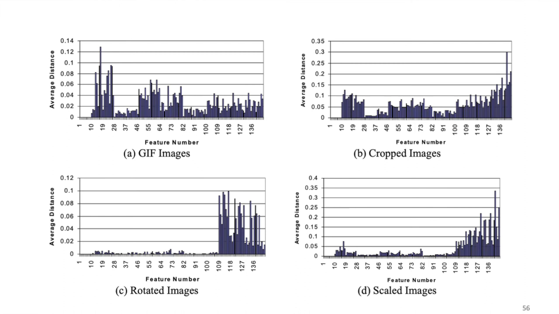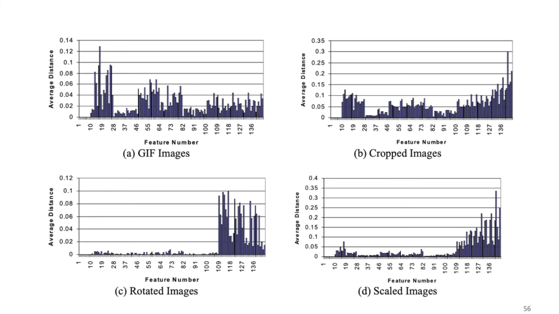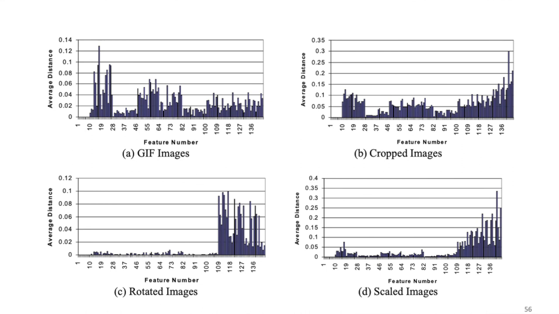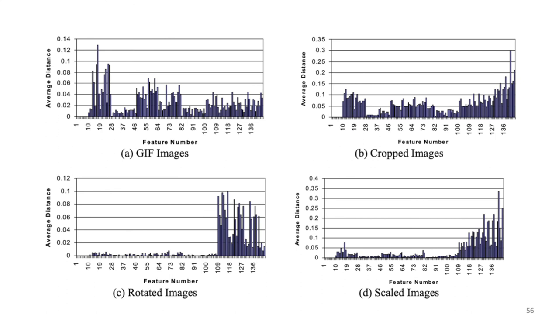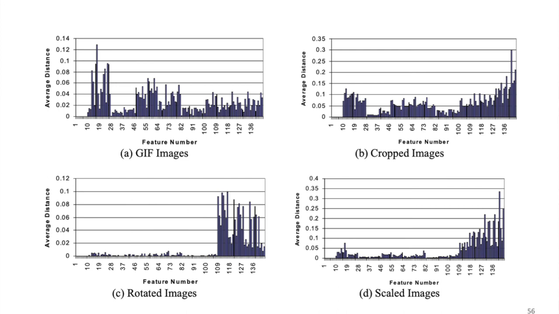If we rotate an image, use any color histogram, the feature will not change. So here you can say the differences between colors are very small. And for scaled images, the color distributions pretty much remain the same, but texture and shape may be different. And similarly, crop images, you have more varieties, right?